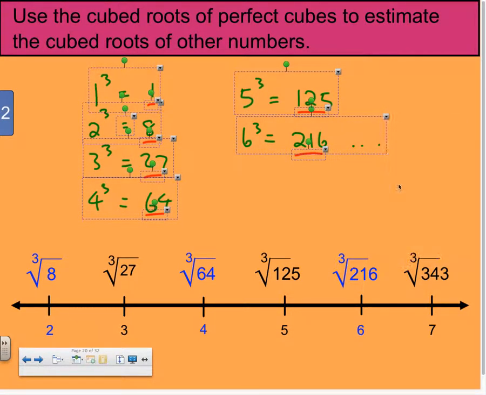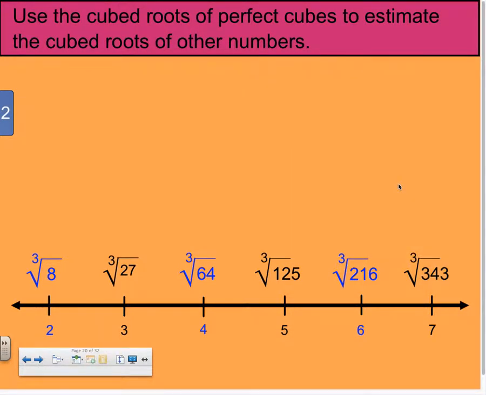So once again, we've created a number line at the bottom with some of our perfect cubes. The first problem we'd like to look at is the cube root of 320. And don't forget to put the little 3 in front of the radical sign.